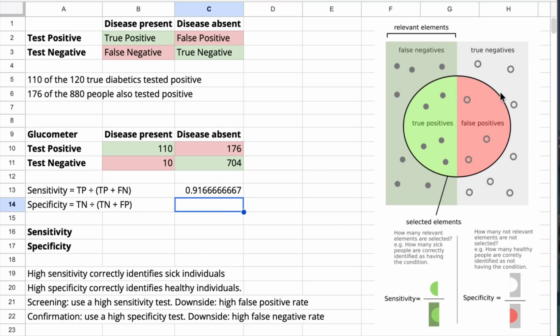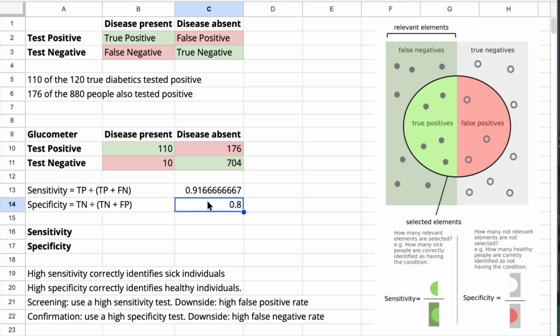That's on the right side of this diagram. The specificity is, on top, the true negatives. Those are these here. Those are the true negatives on the top, in the numerator, divided by open parenthesis, those true negatives again. Those are these plus the false positives. That's up here. This grid here is referred to as a 2 by 2 square.